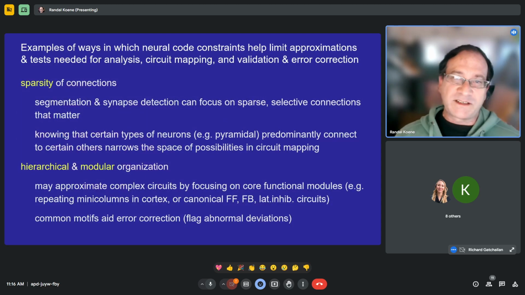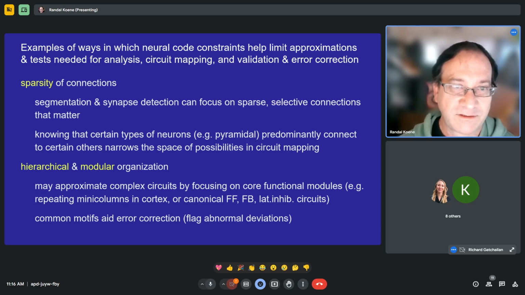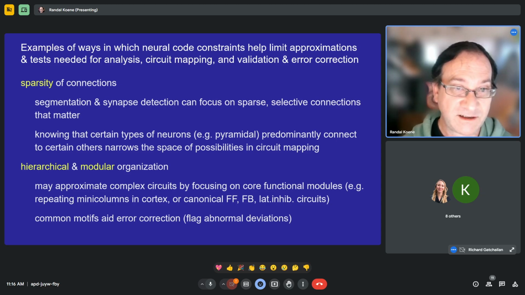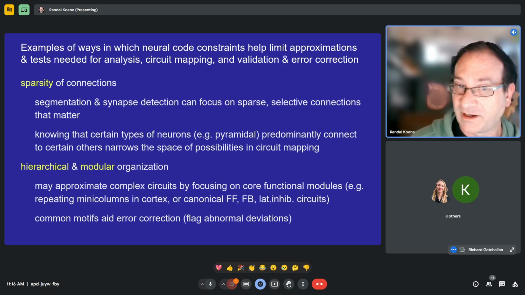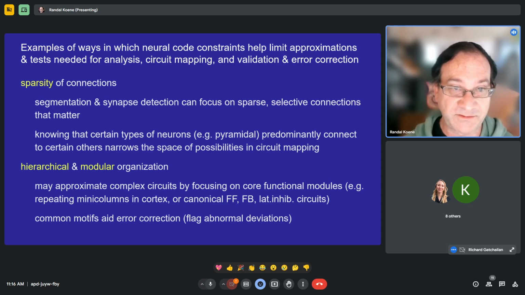Here are some examples of ways in which neural code constraints can help us put some limits on validation and error correction. Neural circuits often exhibit sparse connectivity, forming structured networks with selective synapses. Consequently, automated segmentation algorithms don't need to identify connections between every neuron and can instead focus on the sparse selective connections that matter for functional circuits, reducing the number of potential connections to validate. Now, I'm not saying that you can't go ahead and identify all of them, but this might help, especially with the validation process.